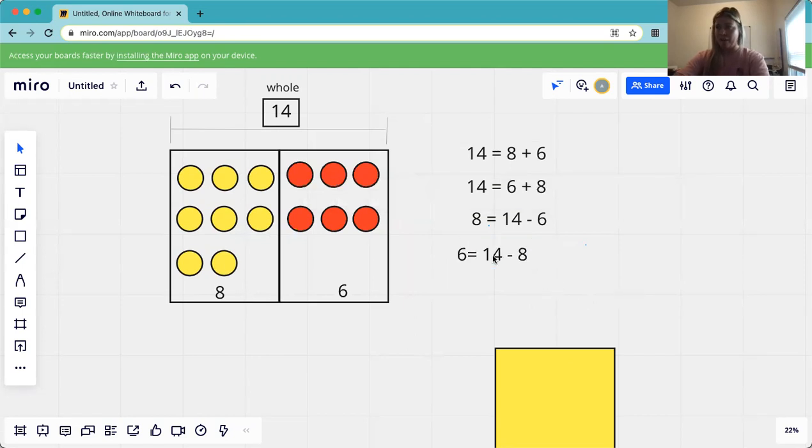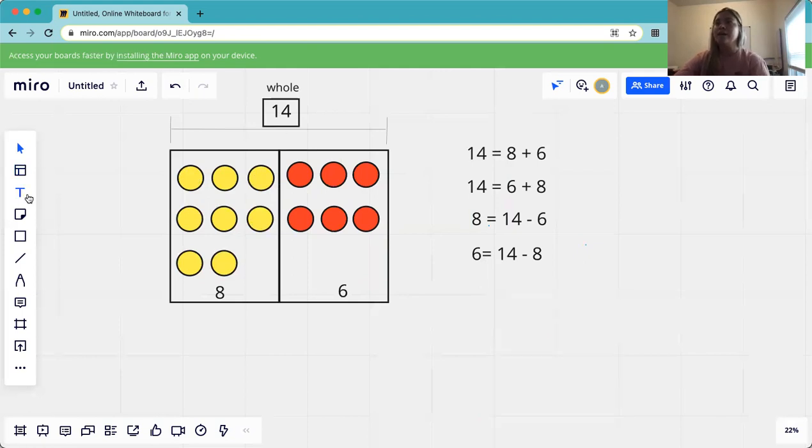So to check that, 14 minus 8 equals 6. Let's try it. So 14, I'm getting rid of 8. Ready? 14, 13, 12, 11, 10, 9, 8, 7, 6. 6 equals 14 minus 8. So again, 14 minus 8 equals 6.